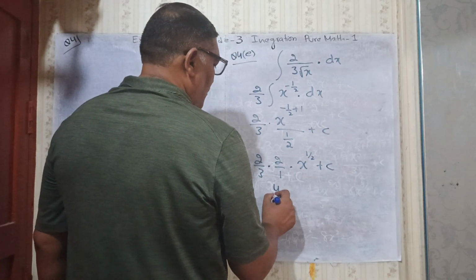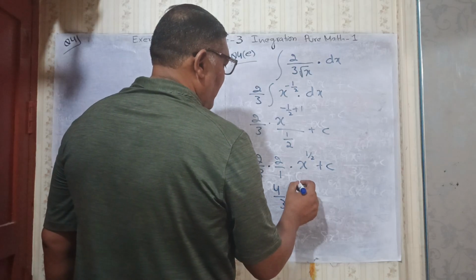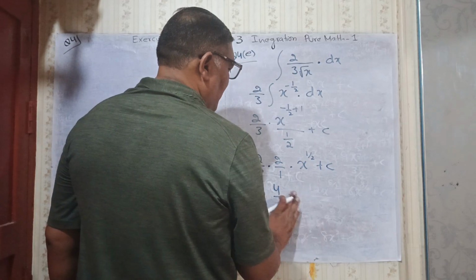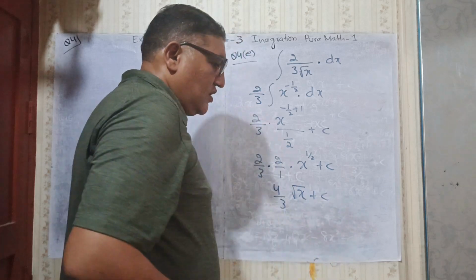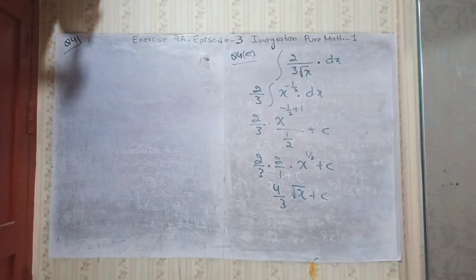So this becomes 4 by 3 into x raised to power 1 by 2, which can be written as the square root of x plus c. So I think this is the answer, sir. 4 under root x divided by 3, plus c. So this is the answer. I hope you understand this. Okay, let's do the F part.